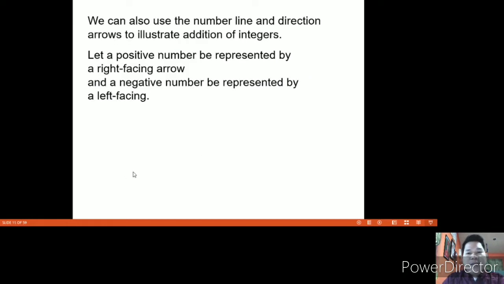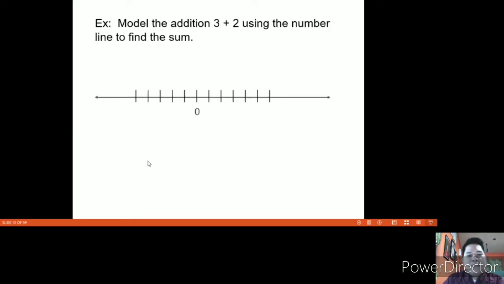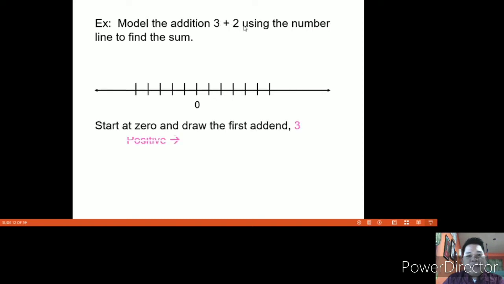We can also use the number line and direction arrows to illustrate addition of integers. Let a positive number be represented by a right facing arrow, and a negative number be represented by a left facing arrow. So we have positive going to the right, negative going to the left. So model the addition 3 plus 2 using the number line to find the sum.